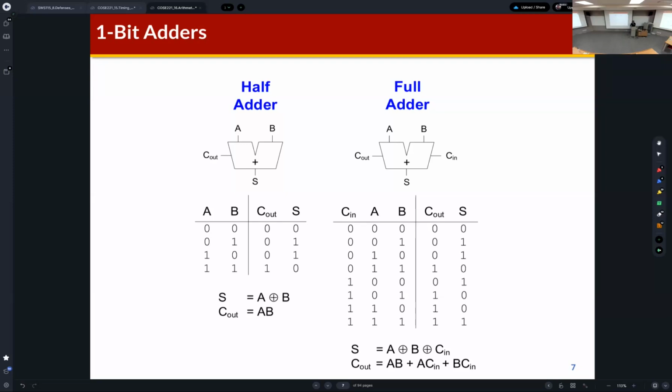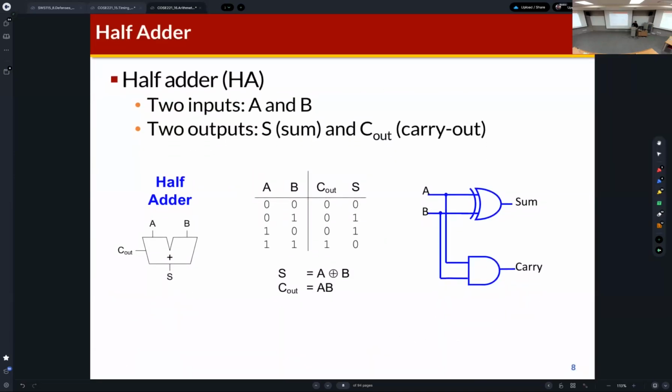So we can build the full adder and half adder. If we see the half adder, this is the truth table, and this is the Boolean equation, and we can build the half adder circuit like this. You need to understand that the half adder has only two inputs, A and B, and you can just build the carry out C out and the sum. The circuit can be built like this.